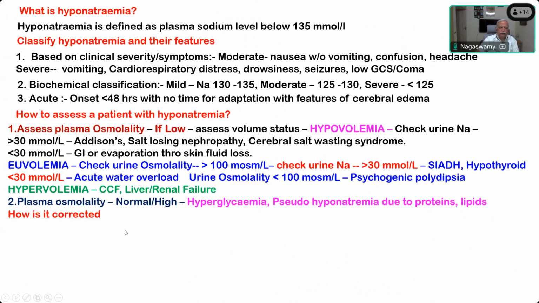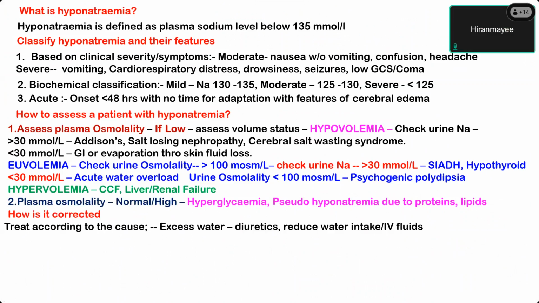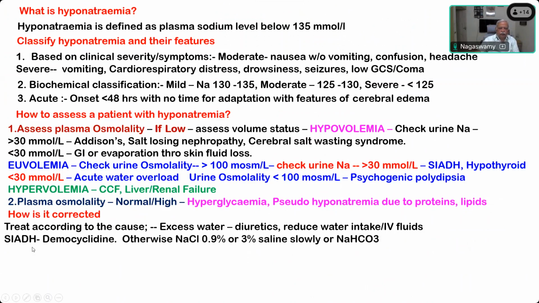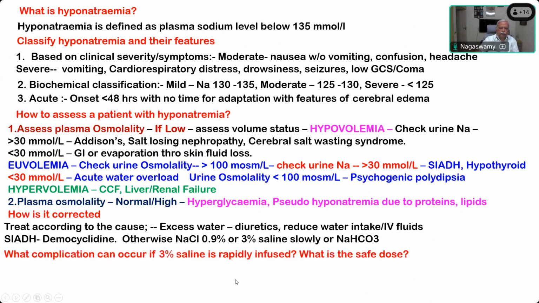How do you correct the hyponatremic state? Correction should not be rapid, sir, because there is a risk of central pontine demyelinosis. Very good. So treat according to the cause. Excess water, you remove it. For example, SIADH produces hyponatremia because of water dilution. Then you give diuretics, reduce water intake and IV fluid. If it is SIADH, you give erythromycin, otherwise give normal saline or 3% saline or sodium bicarbonate.